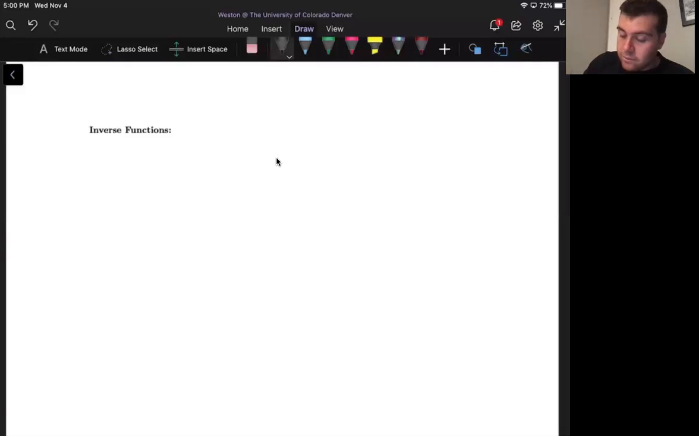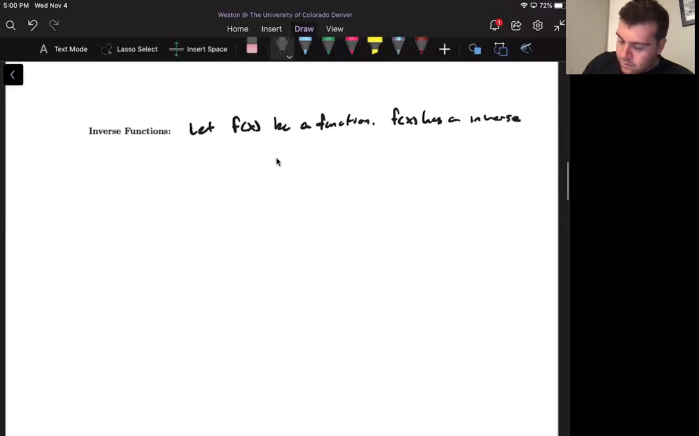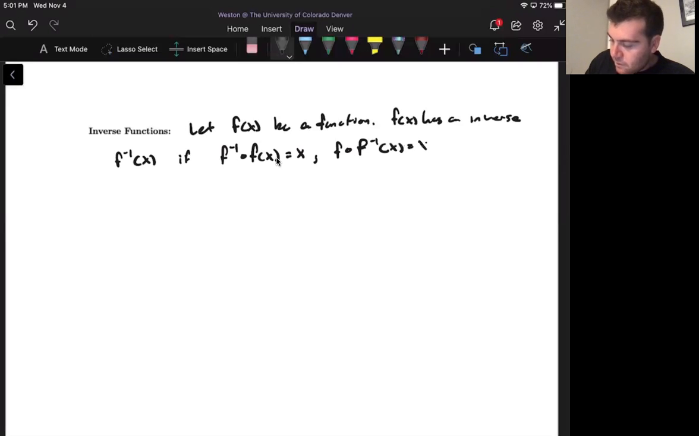So first off, let f of x be a function. f of x has an inverse function, f inverse of x, if f inverse composed f of x equals x, and also f composed f inverse of x equals x.